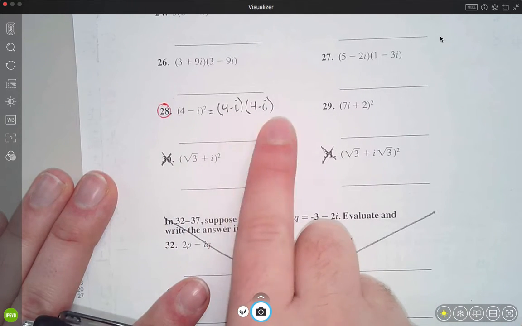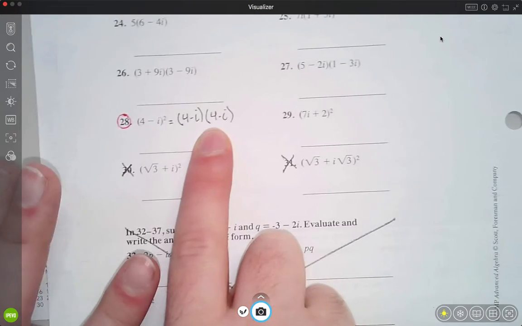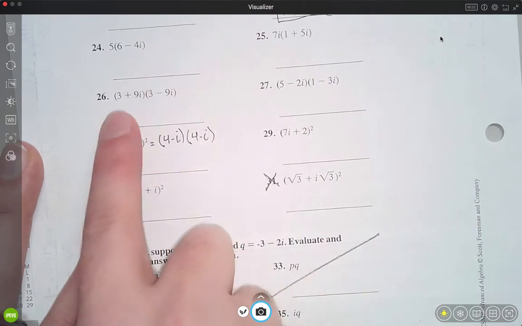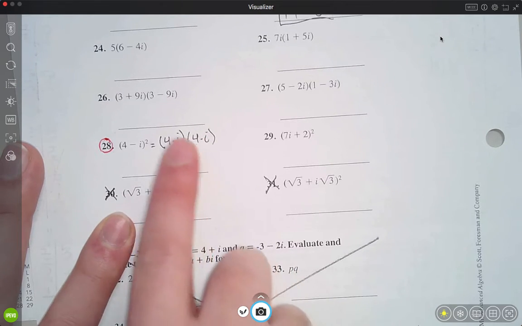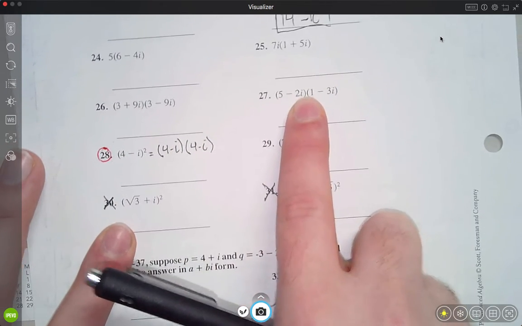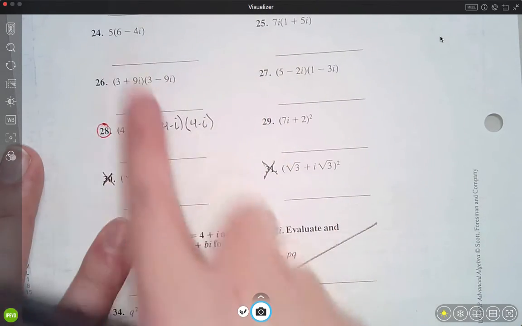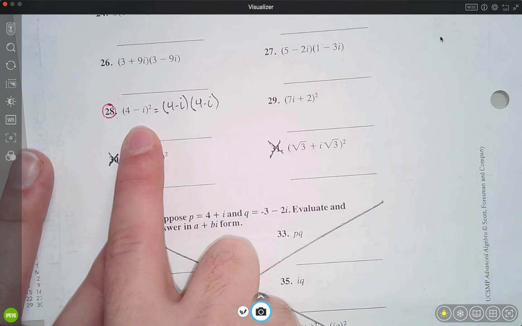So that squared really just means I'm multiplying it by itself. So this is now just a regular multiplication problem. Now, at this point this is the same as 26 and 27, as well as 21 and 22 that are up top here. So this problem is really the same as those at this point. You just have that first step of splitting it apart. From here, I'm going to FOIL these together.